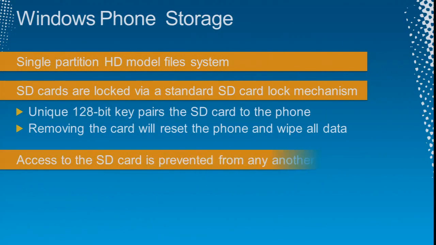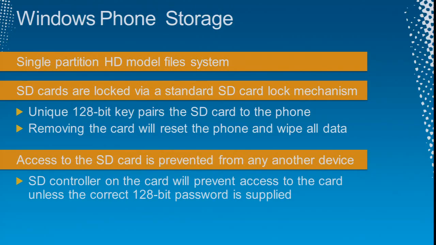So let's talk about the storage that we have in Windows Phone 7. We have a single partition model in the file system, which means that whether you have one piece of memory or two pieces of memory, for example, the SD card and then main memory, it's treated as one. It's a single partition. Those are joined via SD. The SD card's actually linked with a lock command that's part of the SD card specification.